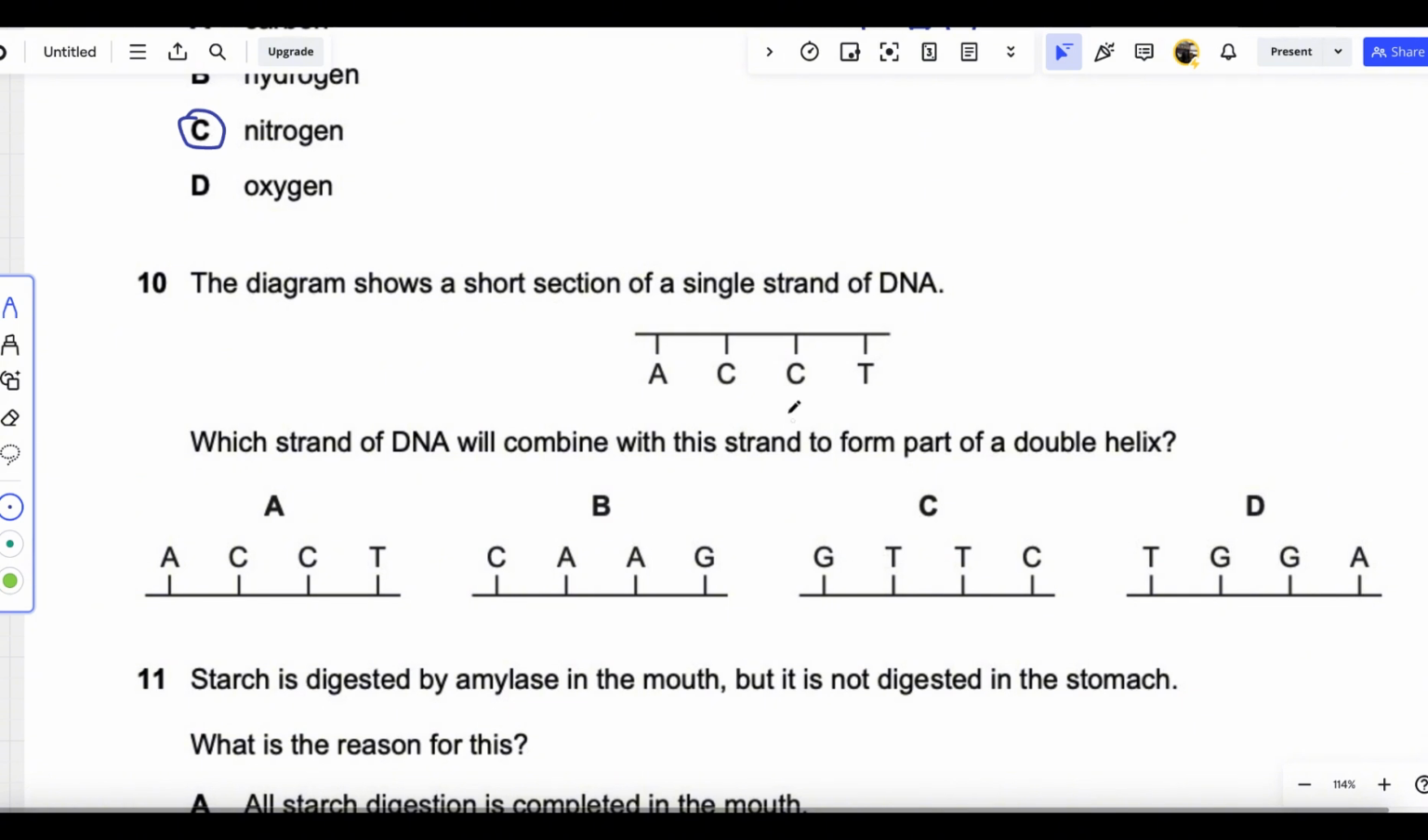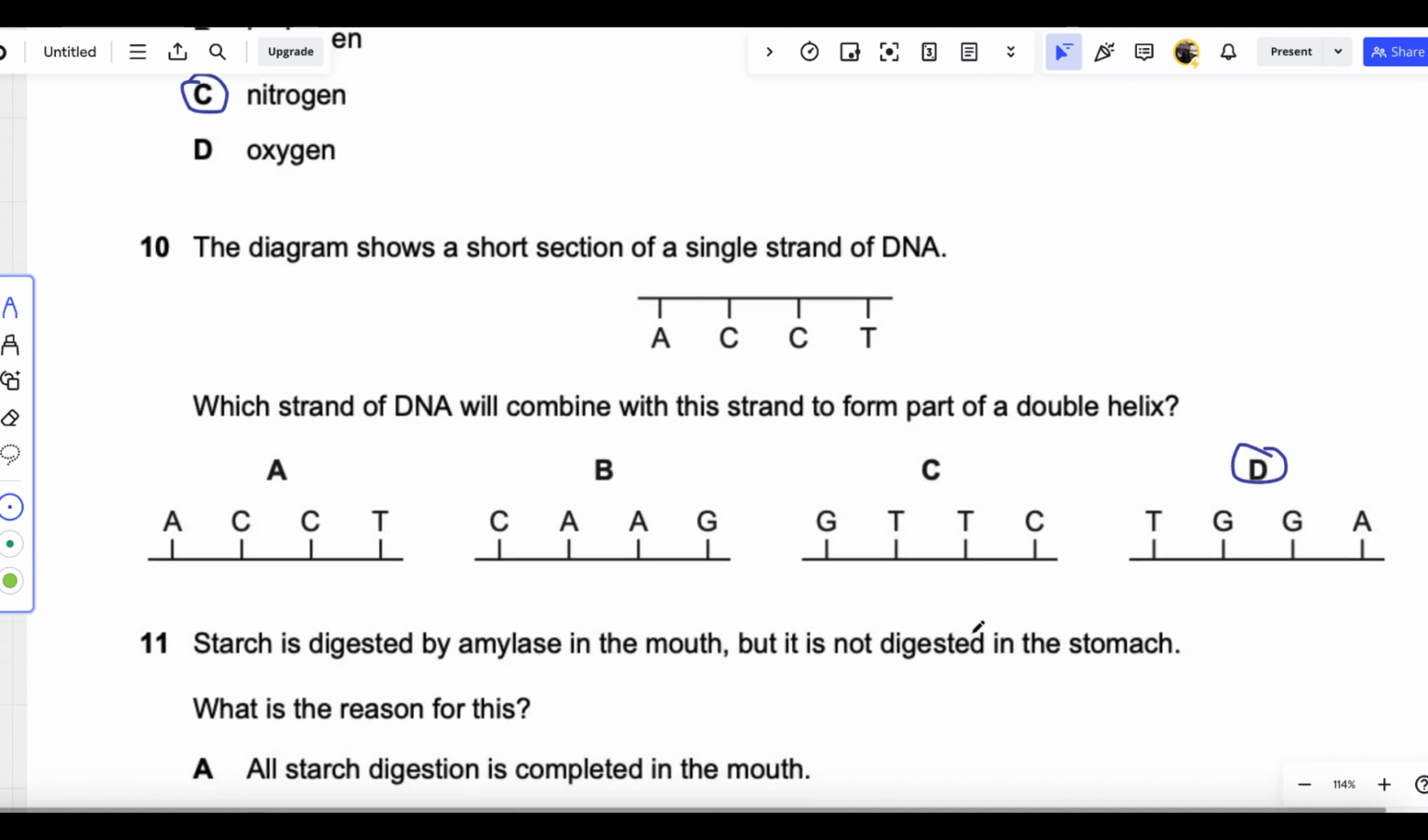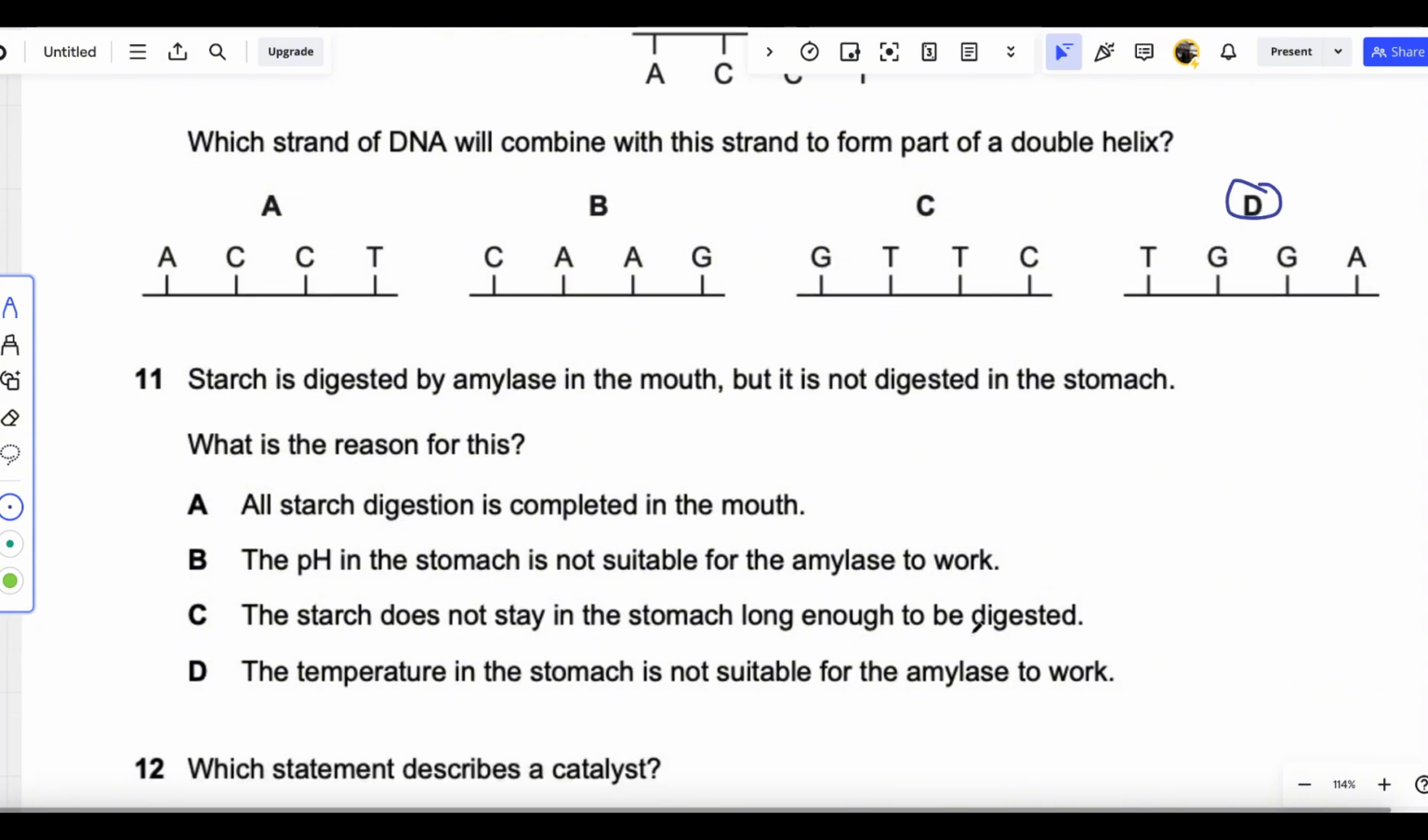C, no. You know it's always A to T, T to A, C to G, and G to C. So the answer is D. For a strand of DNA, you look at the DNA structure when it is forming a double helix. You revise that topic.